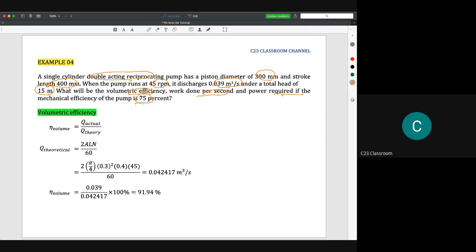What will be the volumetric efficiency, work done per second, and power required if the mechanical efficiency of the pump is 75%? So the question asks to calculate the volumetric efficiency, work, and power, and so on and so forth. So first, we calculate the volumetric efficiency.